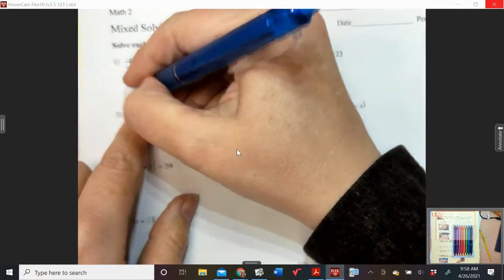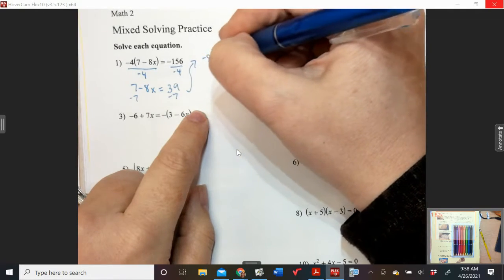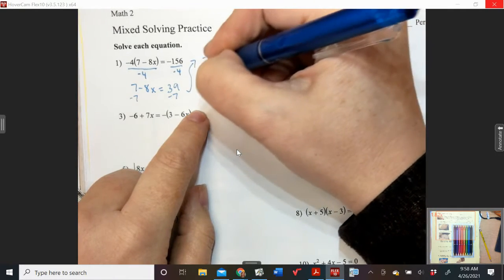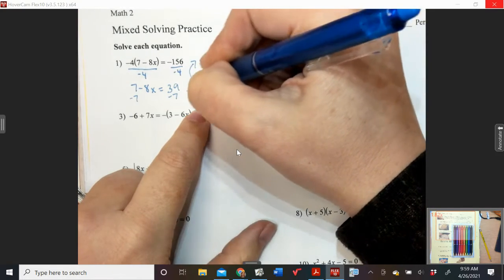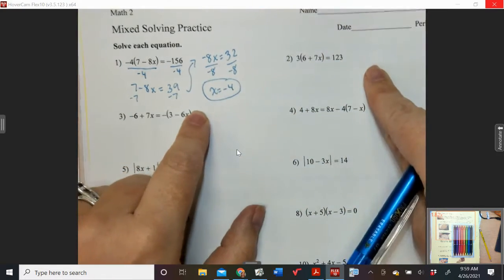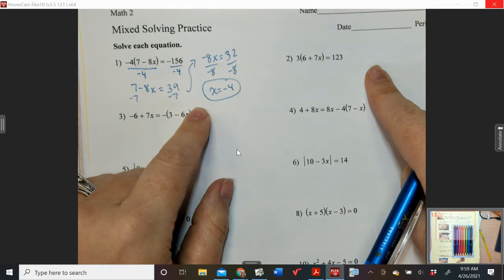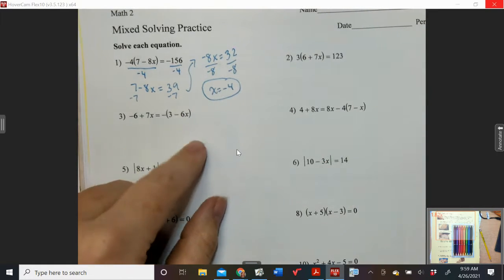So after I've done that, now I'm going to go and subtract 7 from both sides. Negative 8x equals 32. Divide by negative 8. And x equals negative 4. Go ahead and do this. You may use any method you like. Any method at all, but you must show all of your work.